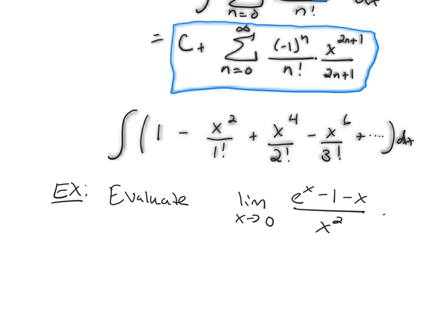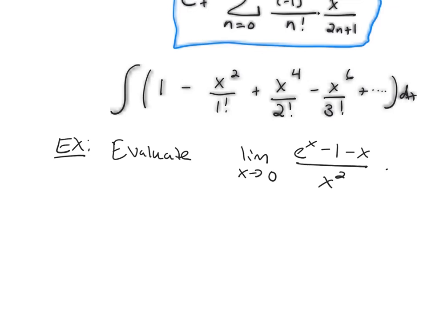If you look, everything is a polynomial except for this e to the x. So what I'm going to do is write down the Maclaurin series. I'm taking the limit as x goes to 0, so I'm going to write down the Maclaurin series for e to the x, which we just used. It's the sum, n equals 0 to infinity, x to the n over n factorial.